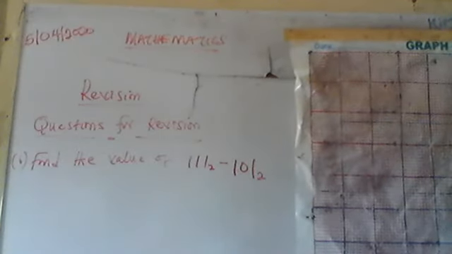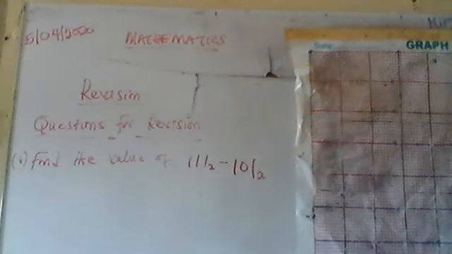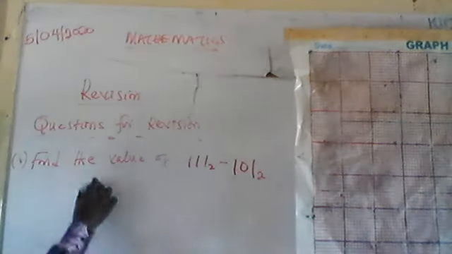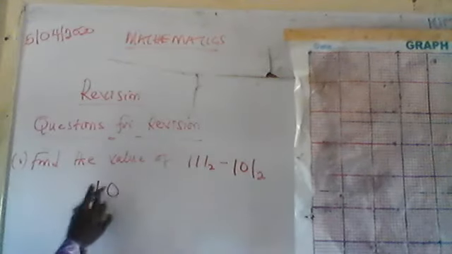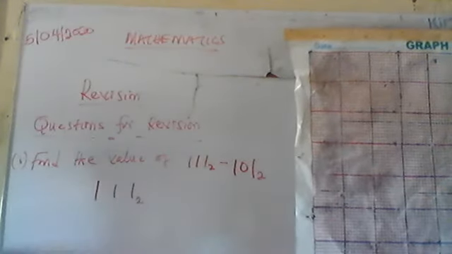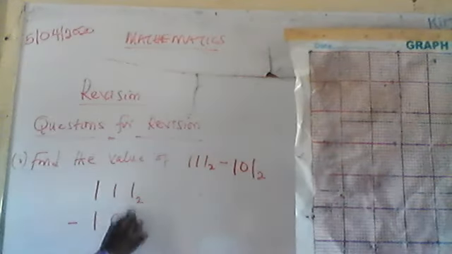And what we are to do there is to find the value of 111 base 2 minus 101 base 2. So if we have a question like this, how are we going to tackle it? It's very simple to do. What we are going to do is write the value: you have your 1, 1, 1, in base 2. Then you have the operation, which is minus. And you have 1, 0, 1. And this is what you have to do.